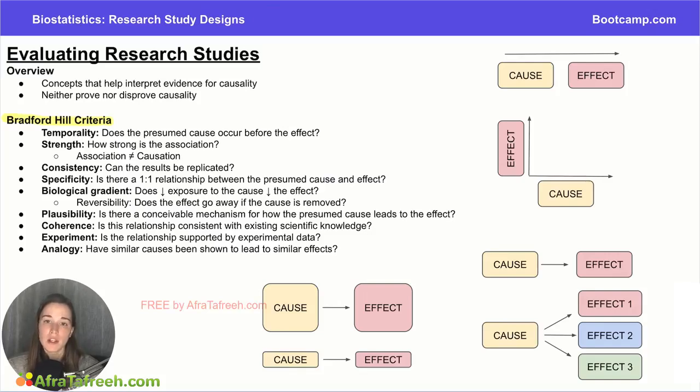And even if a study does meet all of these criteria, that doesn't necessarily mean that the study is describing a causal relationship. So these criteria cannot be used to determine causality. They just give us a framework for how to think about if causality is even plausible.